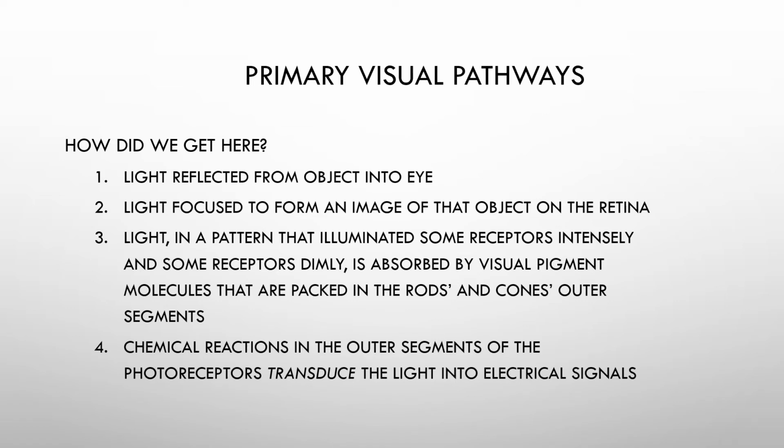retina. That light, in a pattern that illuminated some receptors intensely, others more dimly, is absorbed by those visual pigment molecules that are packed in the rods and the cones in their outer segments. There are chemical reactions in the outer segments of those photoreceptors, and they transduce the light into electrical signals.